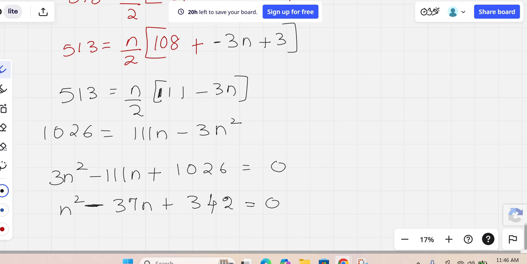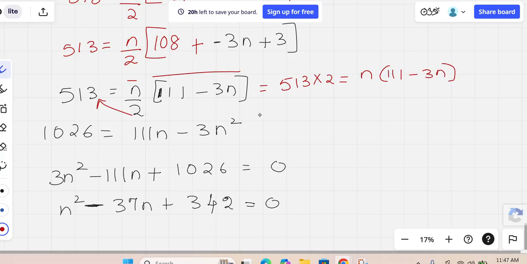Ma'am, how do you get 3n square? Okay. Here, the relationship between this and this is multiplication, right? So 2 can go here. I took 2 here, so that is 513 into 2. And here we are opening the bracket. Correct? Did you understand? Yes, ma'am.